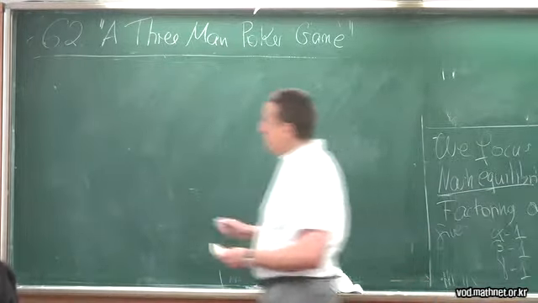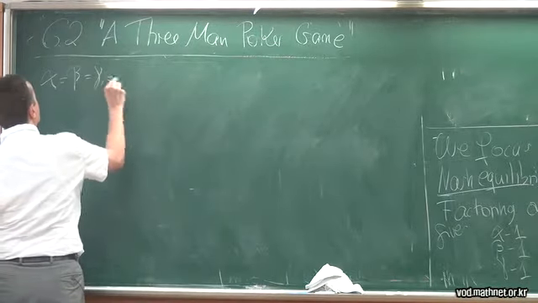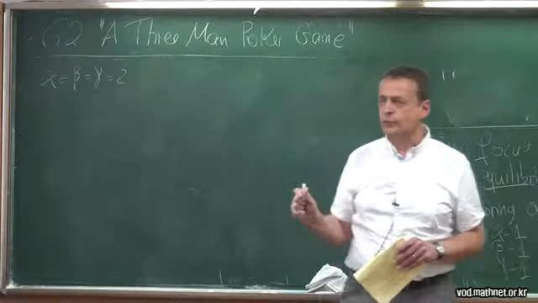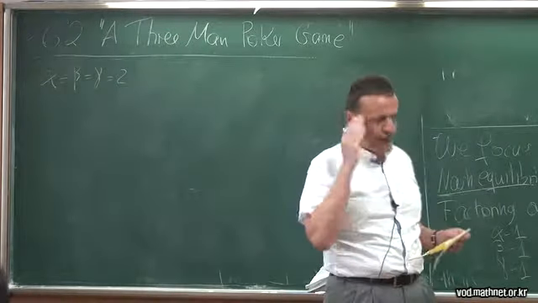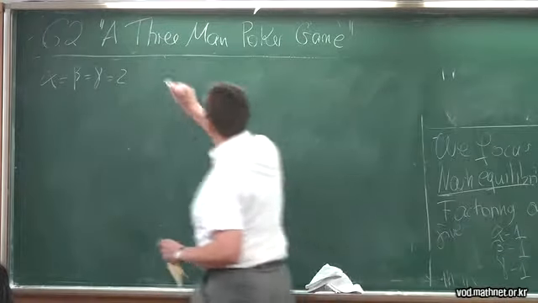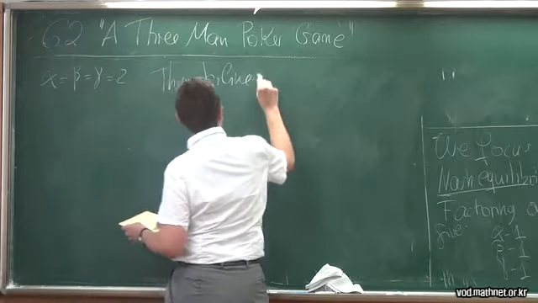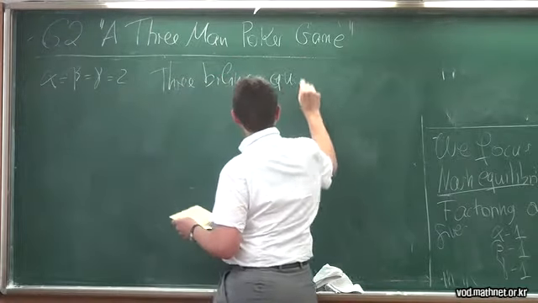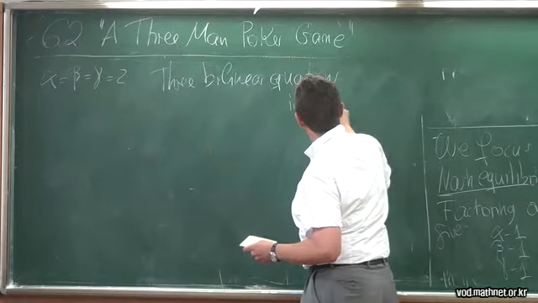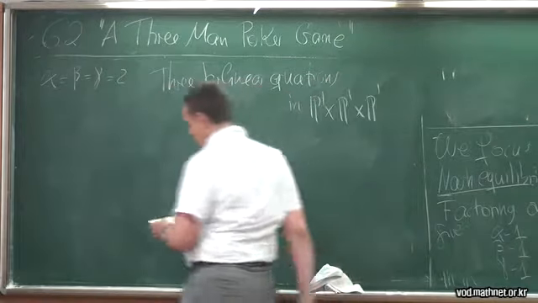Okay, and this is a very simple story. He tells a very simple story where three people are playing poker and they have a binary choice. I don't remember the rules, so you do it or you don't, right? So everybody has a binary choice. So this leads to three bilinear equations in P1 times P1, right?